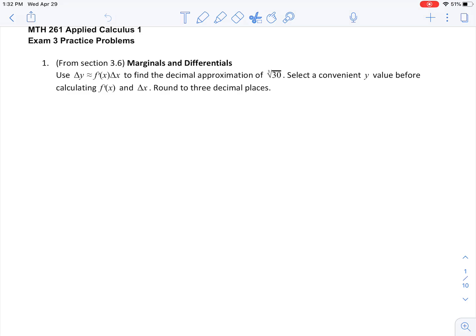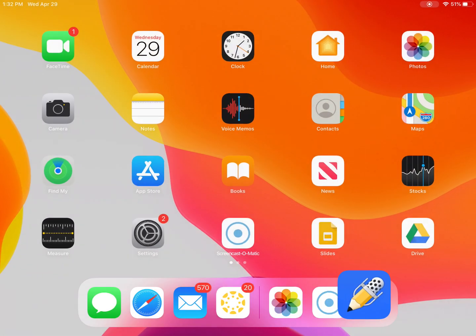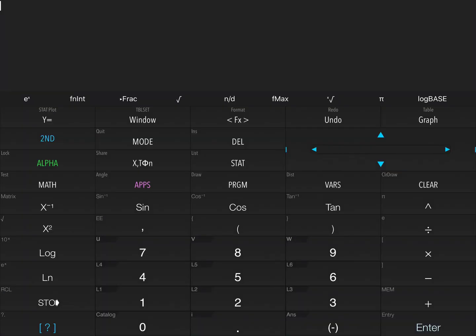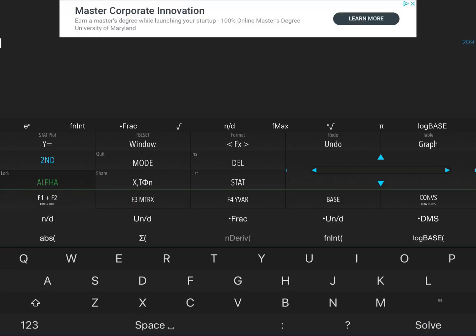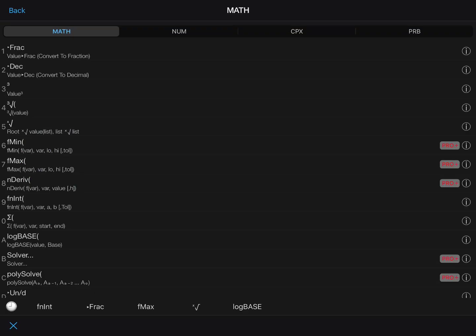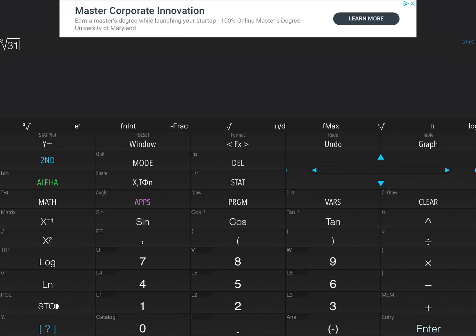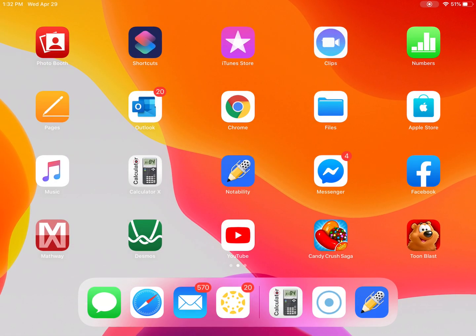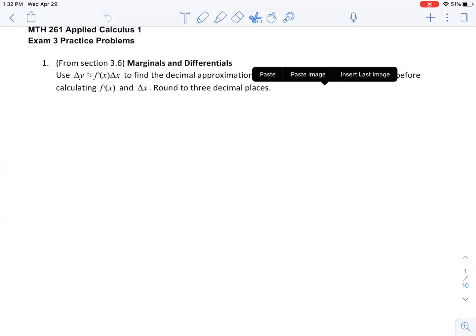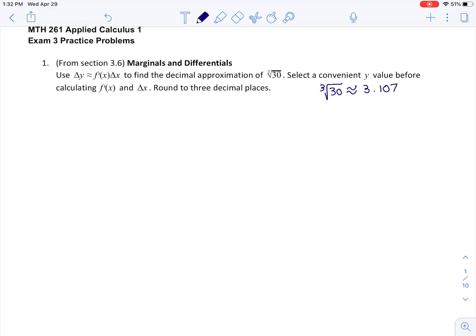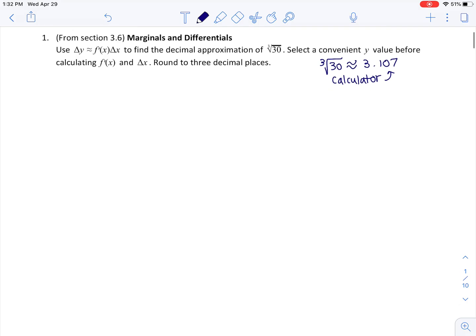But let me go ahead and start on number 1. Marginals and differential. This is what we did in section 3.6 a long time ago, right? We're not going to just evaluate cube root of 30 on our calculator. By the way, what is it approximately? What is cube root of 30? It's about 3.107, and that's from a calculator.